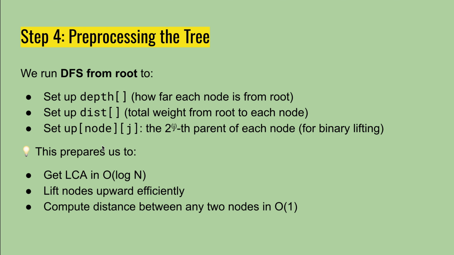Then we go to step 4, which is called pre-processing of the tree, right? We will run the DFS from the root. First of all, we'll set up an array, meaning how far each node is from the root, and then we'll set up the distance, meaning the total weight from the root to each node, and then we'll set up the 2 to the power j parent of each node for the binary lifting, right? And this is the idea of how to prepare the way.